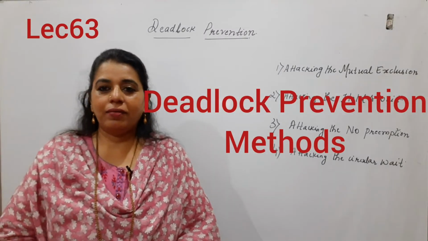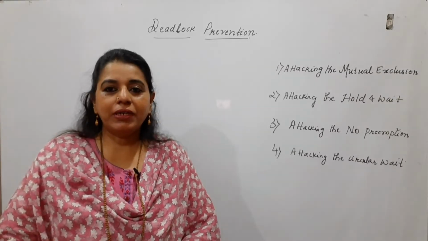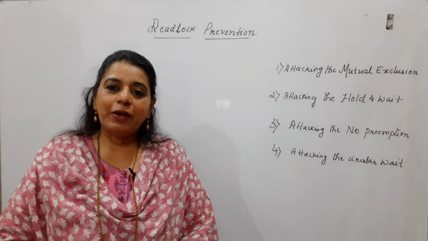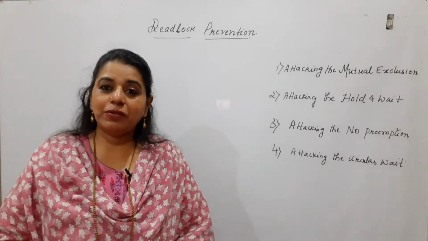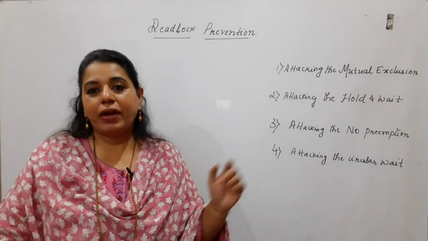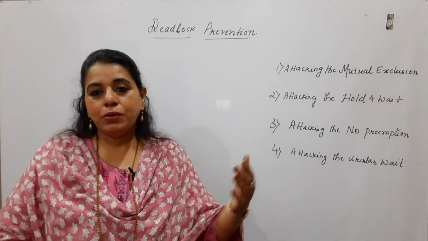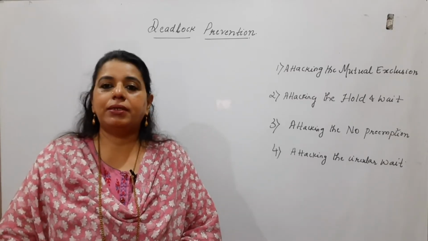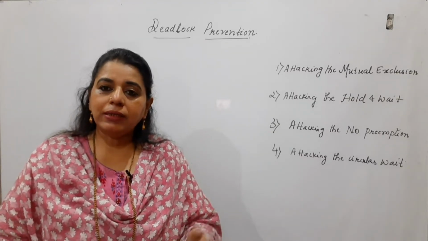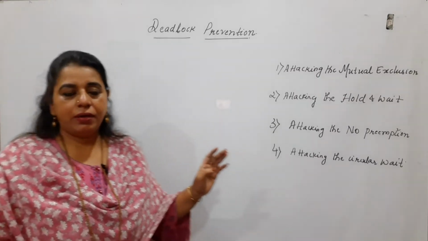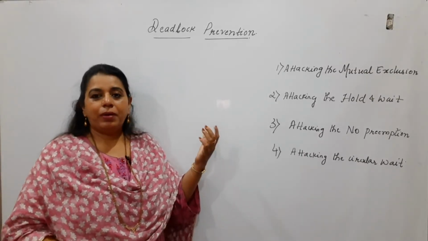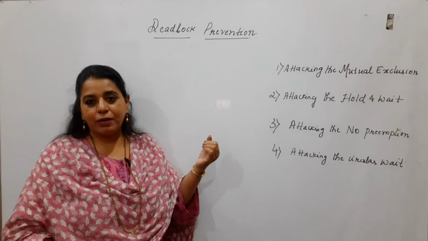This session will discuss deadlock prevention methods. So right from the beginning, you have learned about deadlock. The very first one was deadlock detection, then deadlock recovery methods, deadlock avoidance, and then finally deadlock prevention. So these are the different deadlock handling methods: deadlock detection, deadlock recovery, deadlock avoidance, and deadlock prevention.